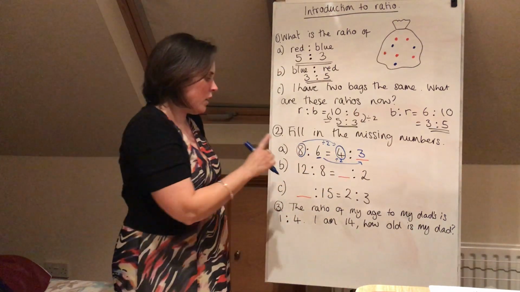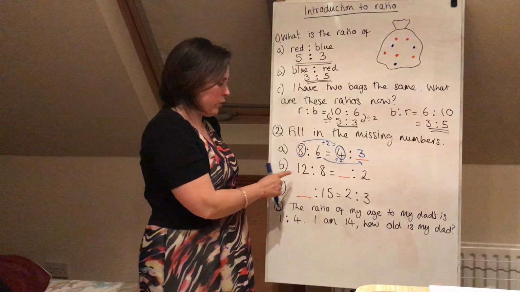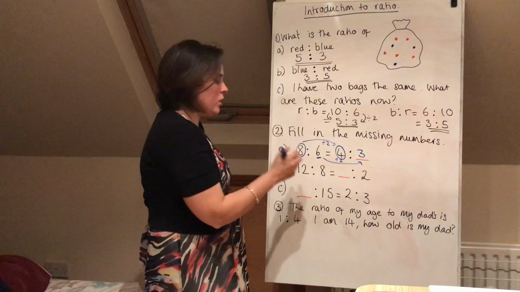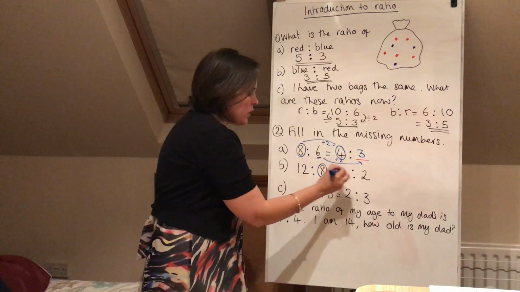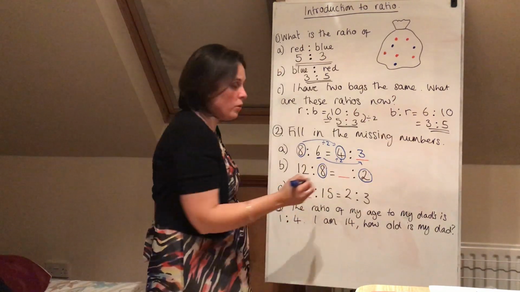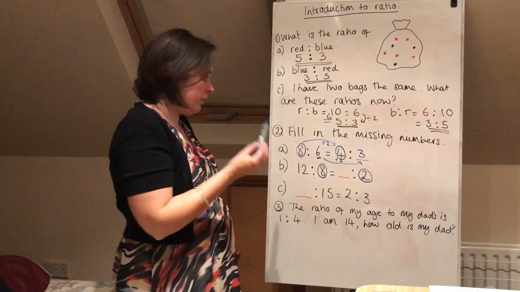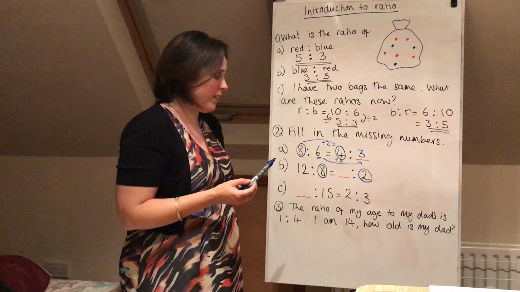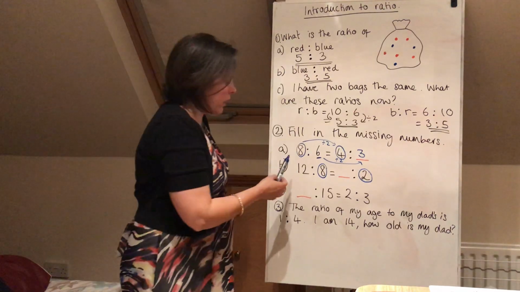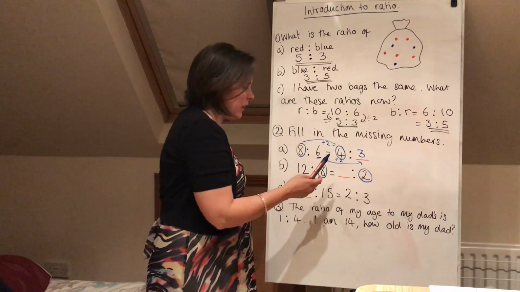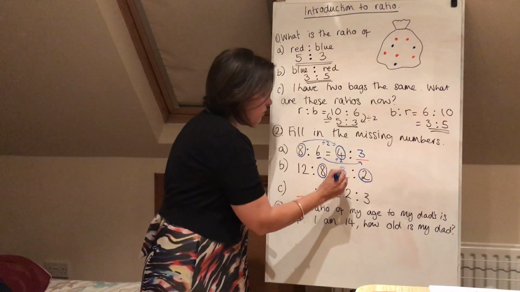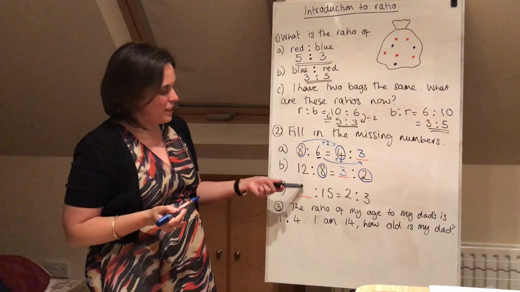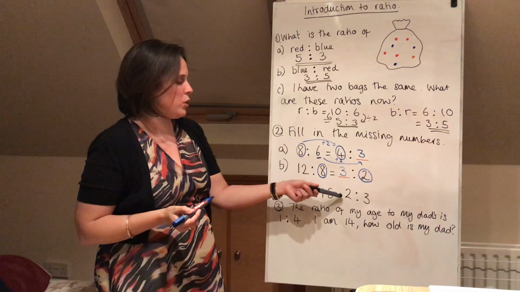Okay, likewise with this one, we've got 12 to 8 is equal to what to 2. So the 2 parts that I'm comparing, that I've got the information on, are the 8 and the 2. So what have I done to 8 to give me 2? Well, I've actually divided by 4, so I have to do the same with the 12, and that therefore gives me the answer 3.